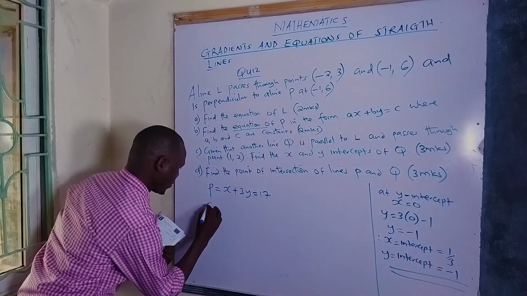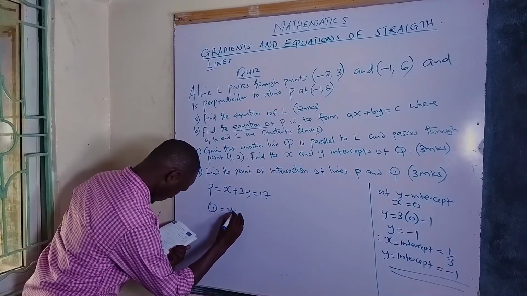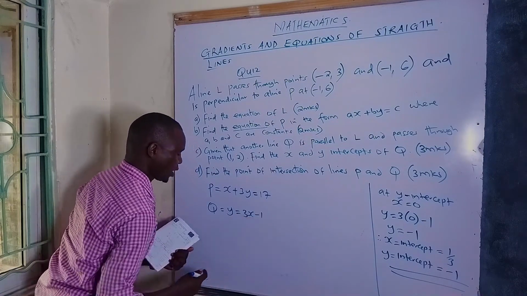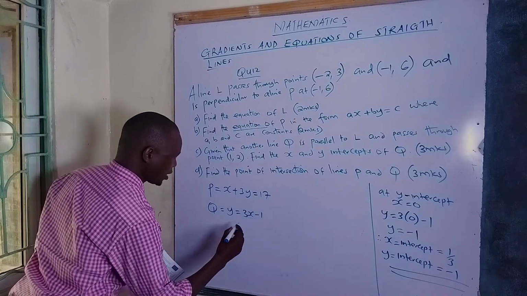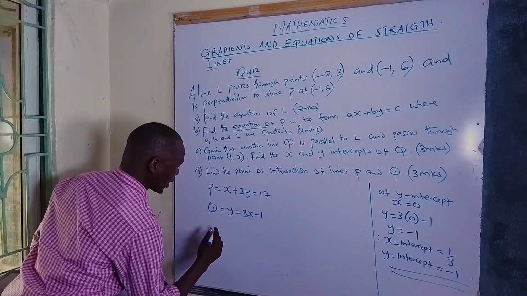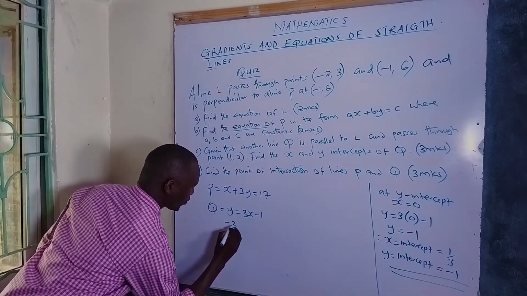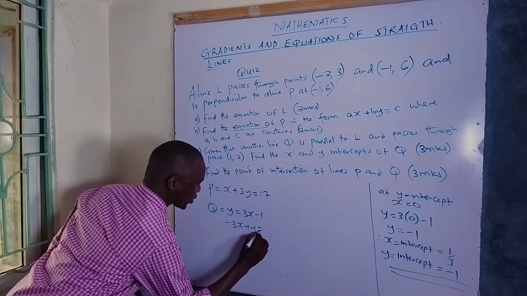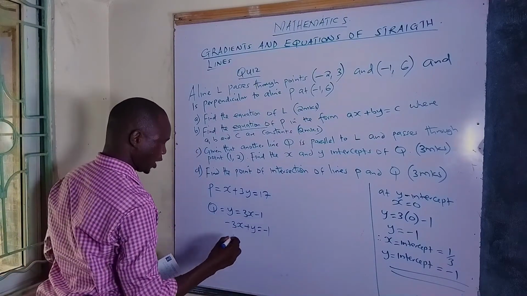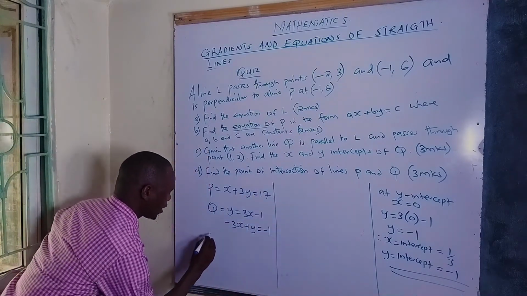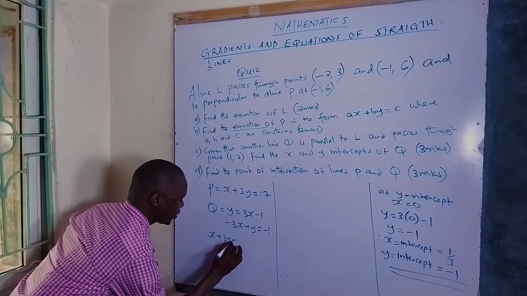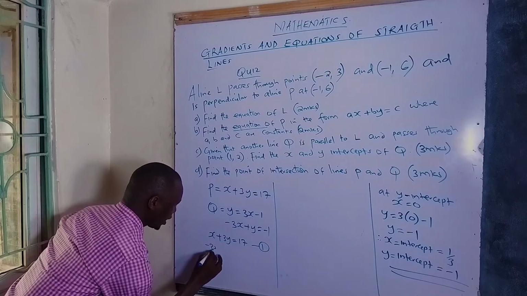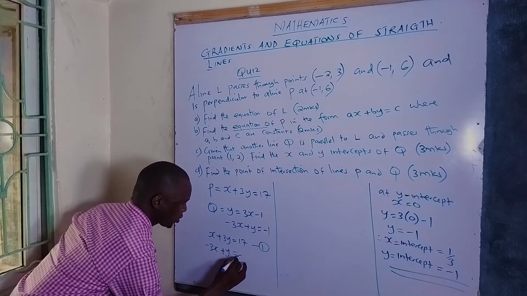And then we have Q. The equation of line Q was y is equal to 3x minus 1, and we can reorganize this by bringing this to the other side. We are going to have negative 3x plus y equal to negative 1. If we link the two equations, we have x plus 3y equals 17, this is our equation 1, then negative 3x plus y equals negative 1.